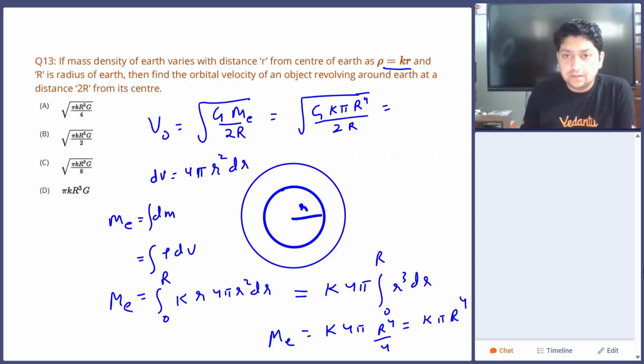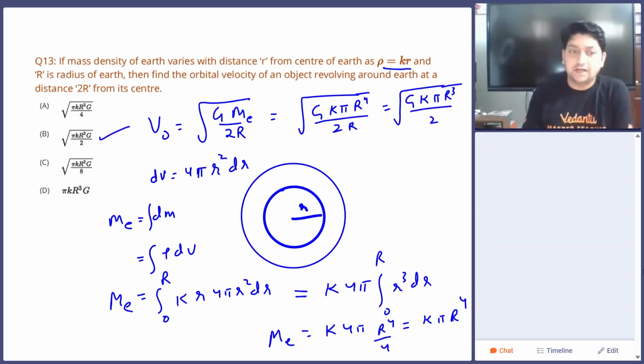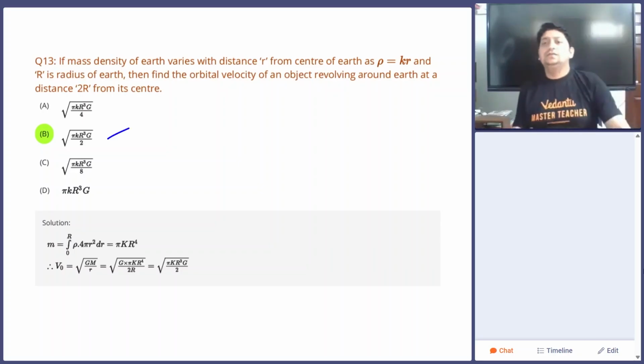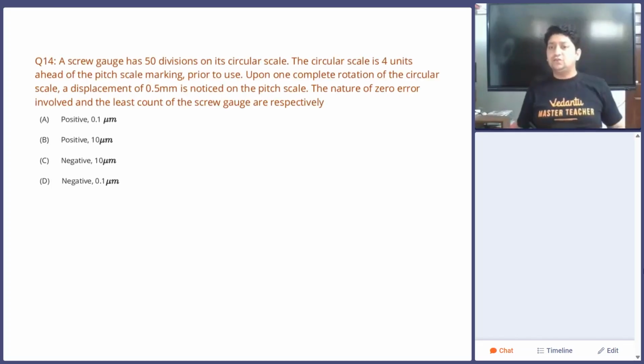So the final result will be R raised to power 3 by 2. I can see only one option with this value, so option B has to be the correct answer. Option B is the correct answer, right? So this is the way of solving such types of questions. Right, let's move to the next question.